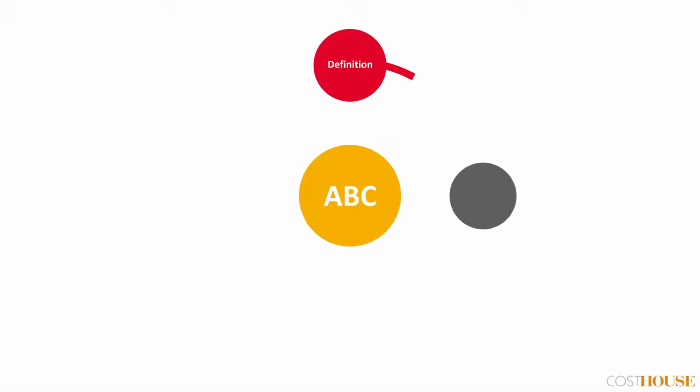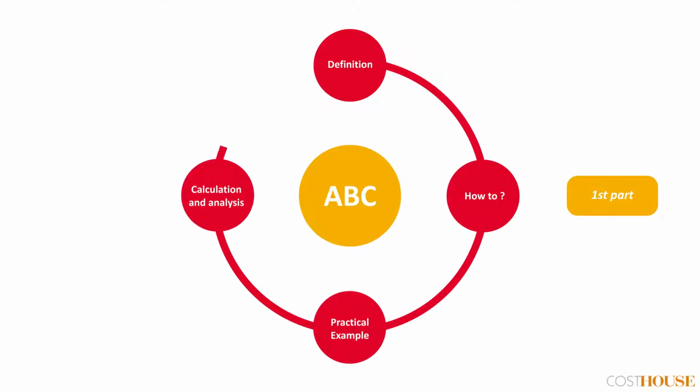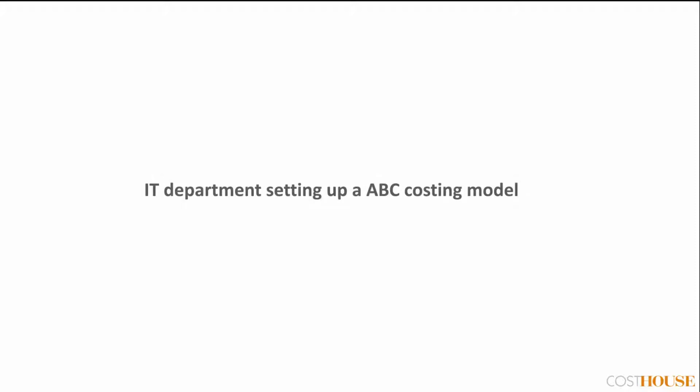We saw in the first part the ABC approach and how to build an ABC costing model. In the second part, we will illustrate this approach with a practical example and analyze the results using a business intelligence tool. To illustrate the approach, let's take a simplified example of an IT department setting up a costing model based on an ABC approach.